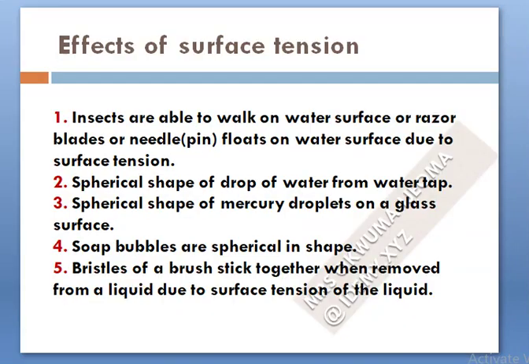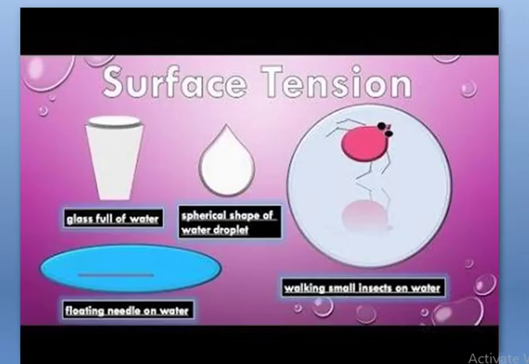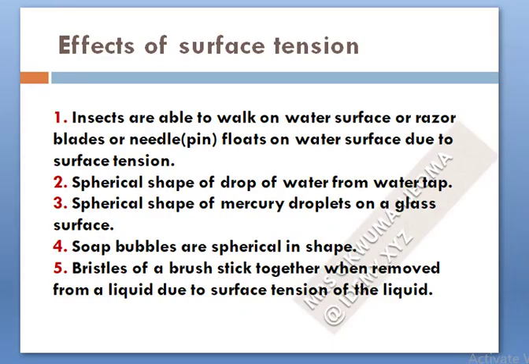Now, effects of surface tension. From the diagram we have seen previously, it has equally told us about the effects of surface tension. Now, what are the effects? Number one, insects are able to walk on water.